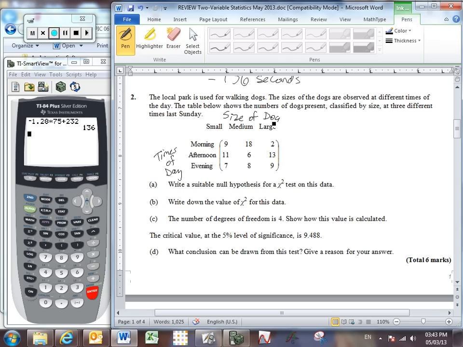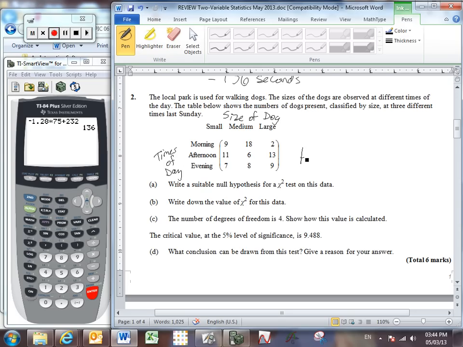So we need to write a suitable null hypothesis. So the null hypothesis is that this category, time of day, is independent from this category, size of dog. That would mean then that it doesn't matter what the time of day is. There's nothing that would give us any indication that some sizes of dogs are more liable to be out at certain times of day, or vice versa, that it will be a certain time of day when we see a particular size of dog. So a null hypothesis is the one that says that these are independent factors.